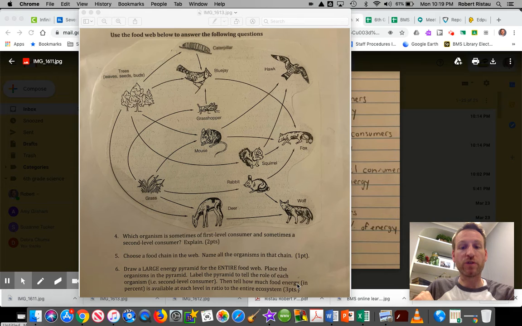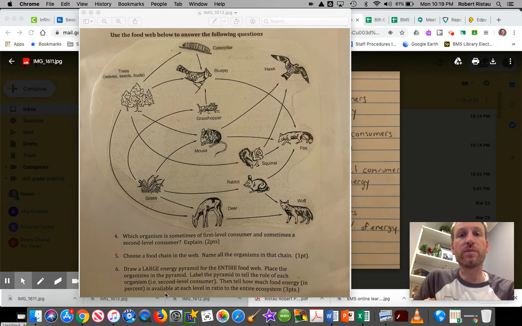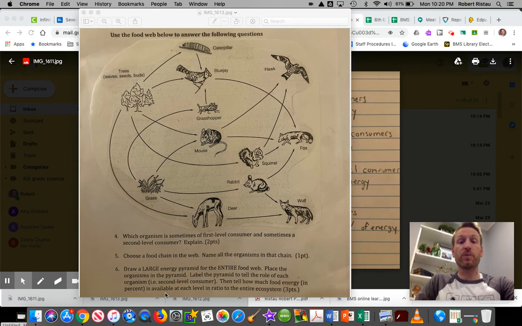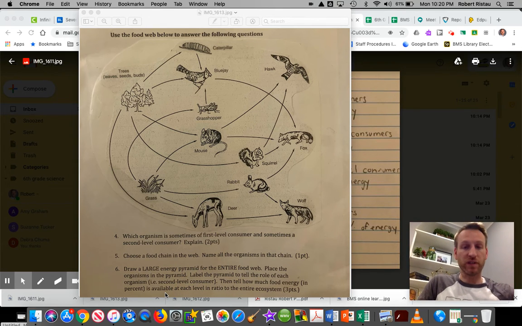Then tell how much food energy in percent is available at each level. In other words, you needed to give those percents for the 10% rule. You needed to be able to give that for all of the levels in the pyramid. So some of you didn't give me percents, and some of you didn't label the levels. So right away, that's where some of you lost points.